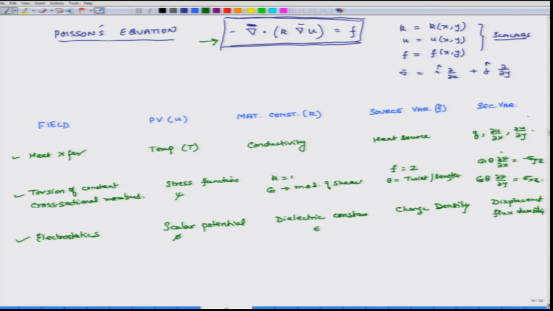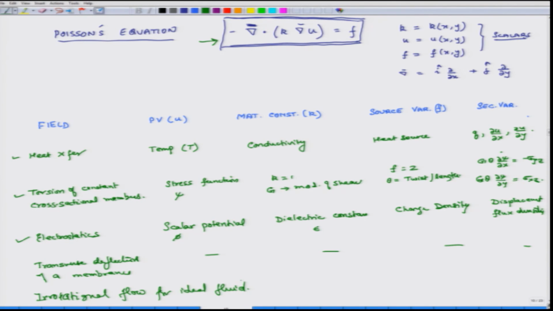And then we have several others. I will just list down two, but I will not give all these details. One could be transverse deflection of a membrane. Okay. Another could be irrotational flow for ideal fluid. And this list is not just limited to that, we can also use it in magnetostatics and several other areas.